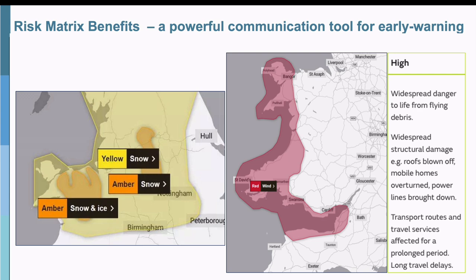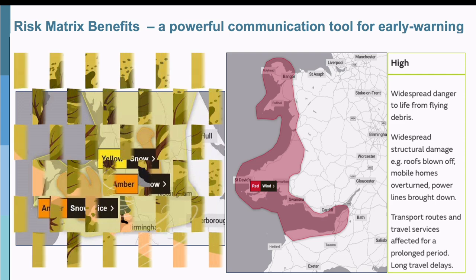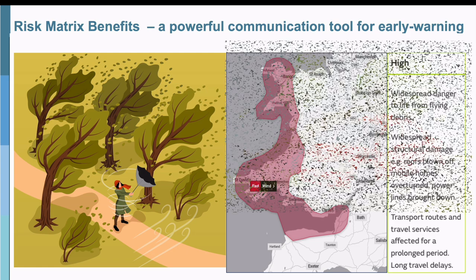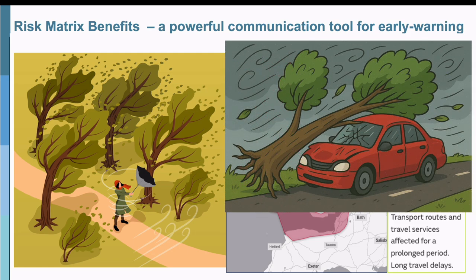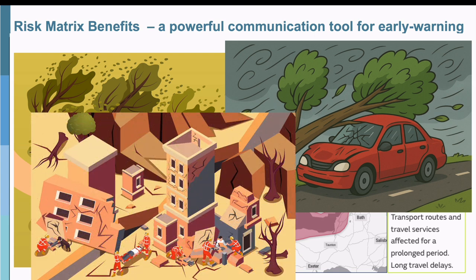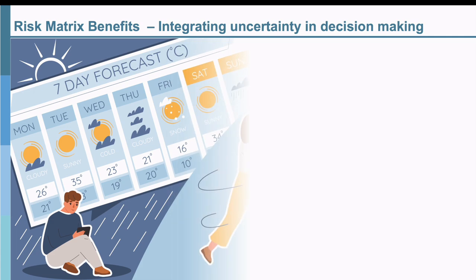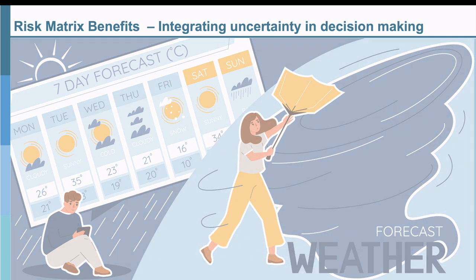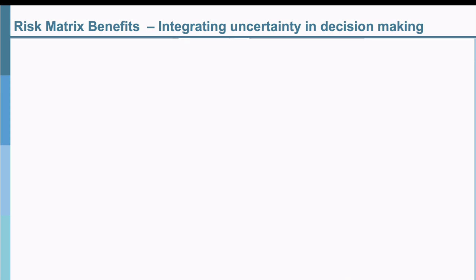Impact descriptions provided for the red, high wind category indicate that the public should expect widespread danger to life from flying debris, widespread structural damage to buildings and infrastructure, and disruption to transport links, thus informing the user of the potential effects of the high winds. In weather forecasting, it is usual that when we get closer to an event in time, the more confident we will be that the event will happen.